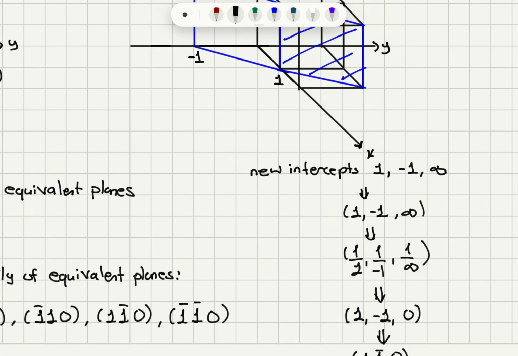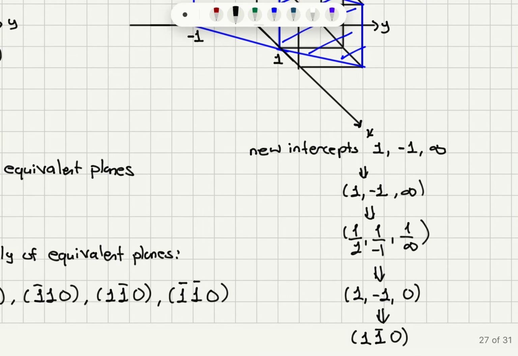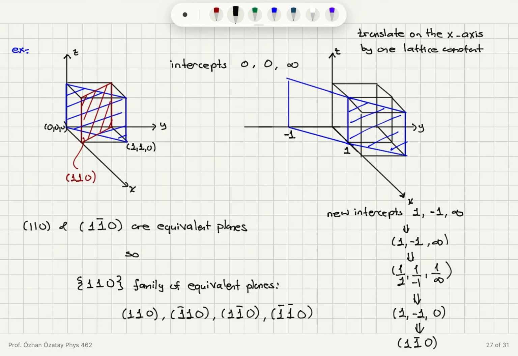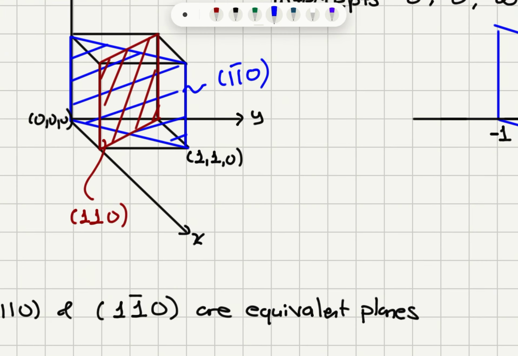The highest common factor is 1. I divide by 1, and then I invert the ratio, so that it becomes 1, minus 1, 0, because 1 over infinity is 0, and I label it (1 1 bar 0). So this blue plane is actually (1 1 bar 0).